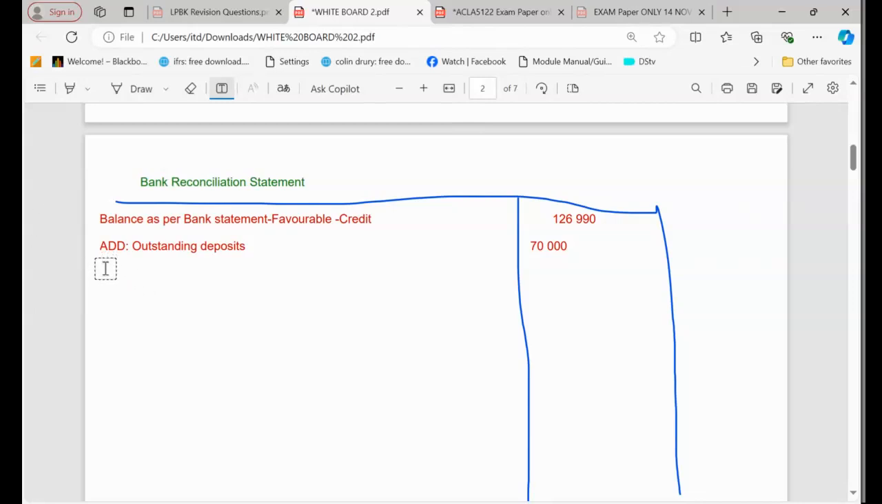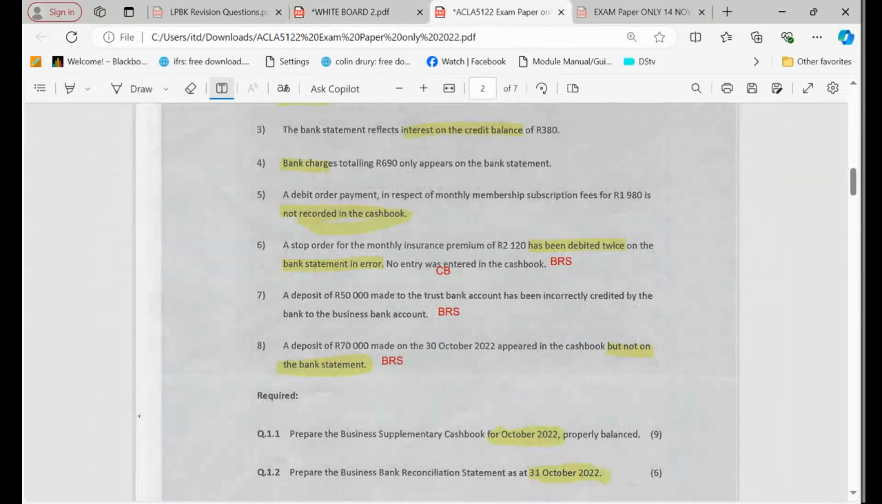Next is less outstanding EFTs. Any EFT which we had? I don't remember seeing an outstanding EFT here. For this one, we don't have. But if we had, we would put them the way we put the deposits, but they would be in brackets.